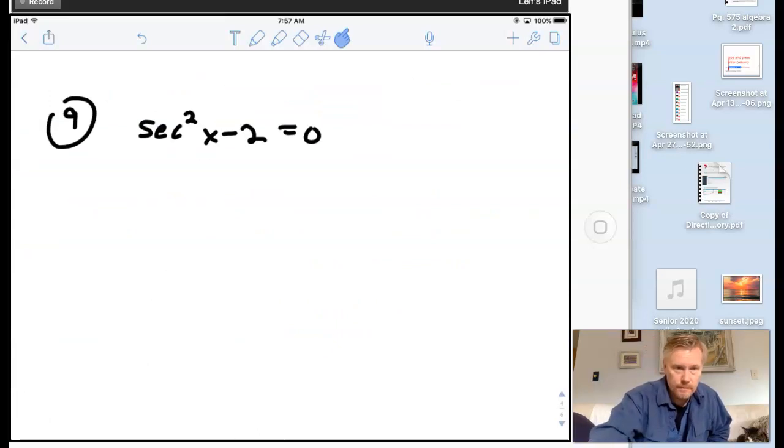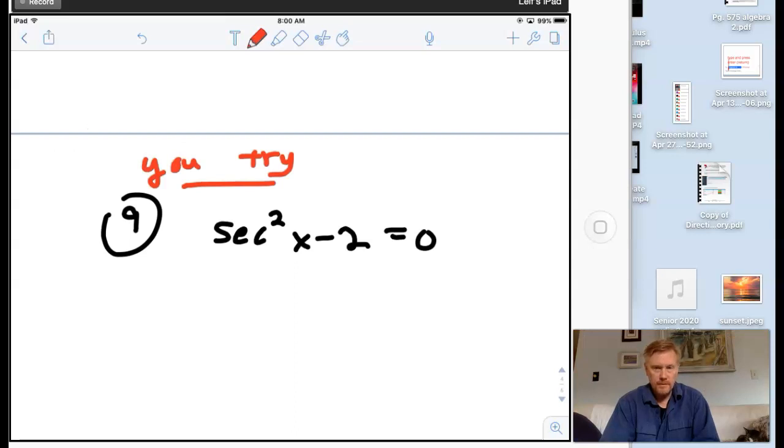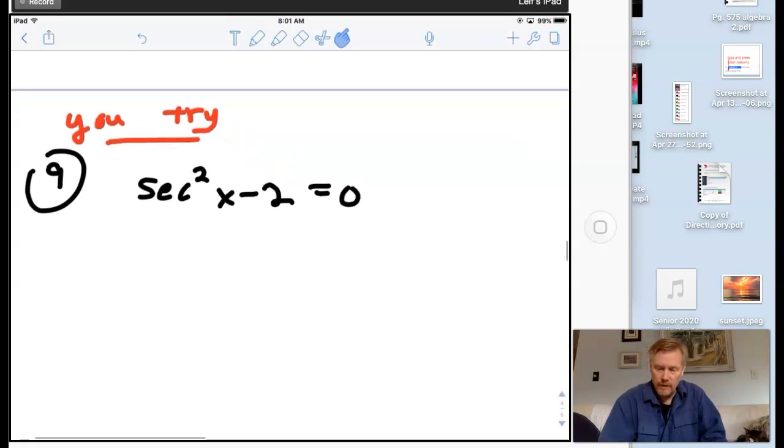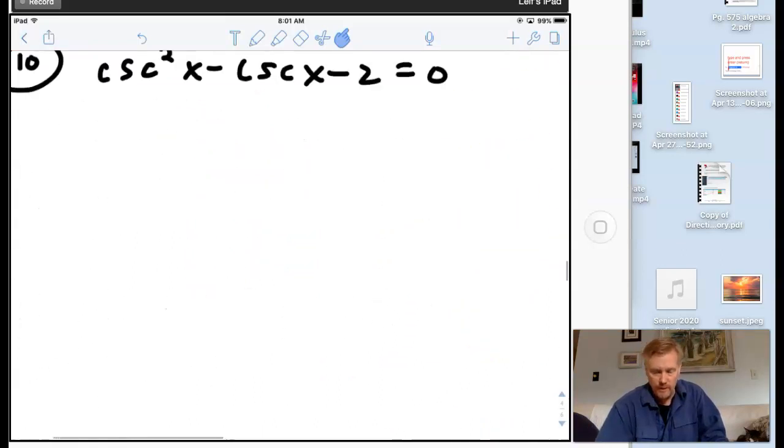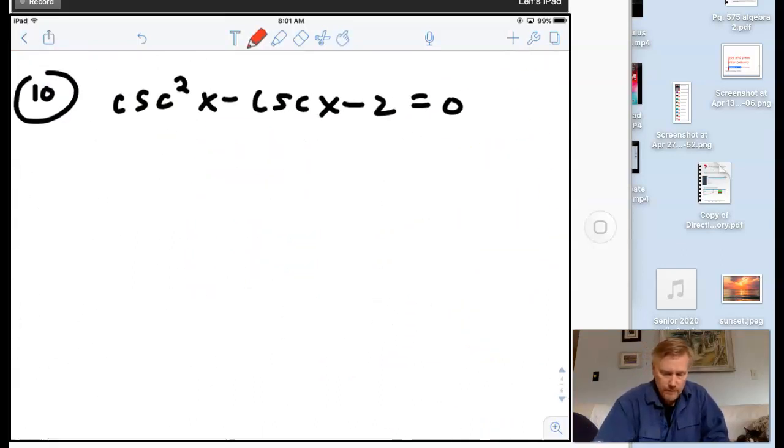Next one, secant squared minus 10. Let's do a you try. So why don't you try this one out yourself? Remember, secant and cosine are inverses. So why don't you solve that and come back? And I am going to flash over here quickly to the answer. That's how you get to the answers. Got four of them in that case. And I'll move on to this one. If you can factor, this is a factoring problem.